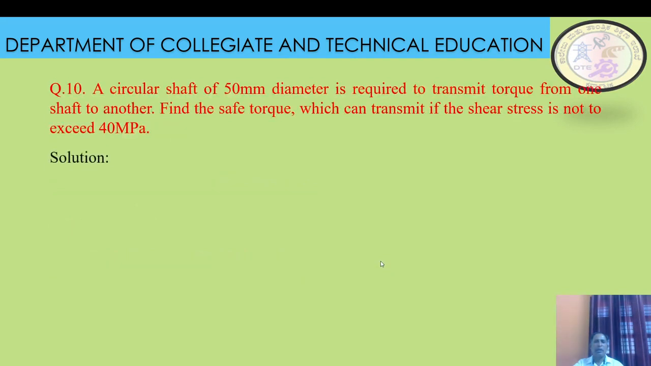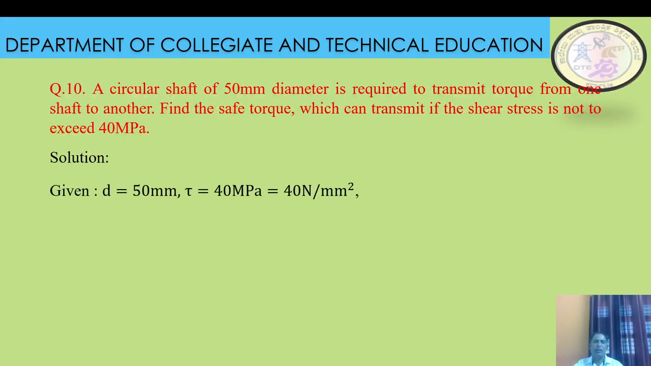Next one, a circular shaft of 50 mm diameter is required to transmit torque from one shaft to another. Find the safe torque which can be transmitted if the shear stress is not to exceed 40 megapascal. In this problem, the diameter of the shaft is given. The only thing is to calculate the torque transmitted. Therefore D is equal to 50 mm and the shear stress is given in megapascal.